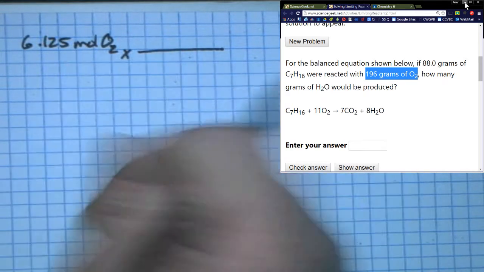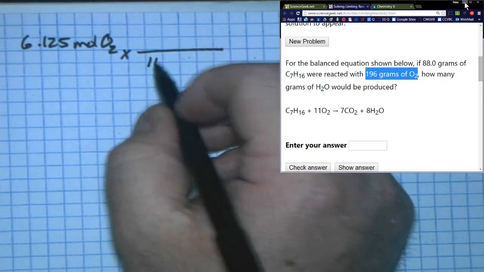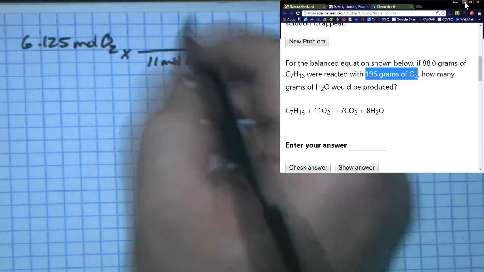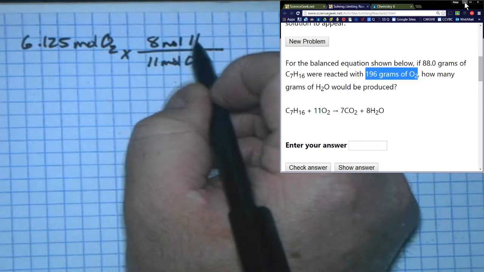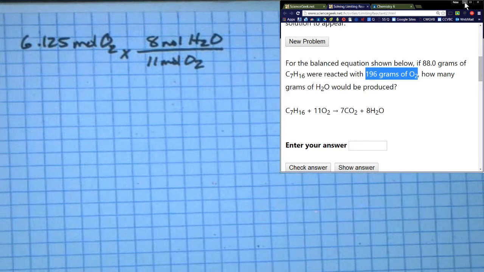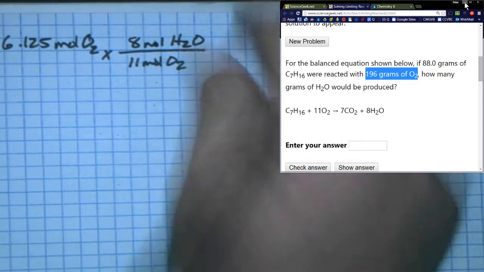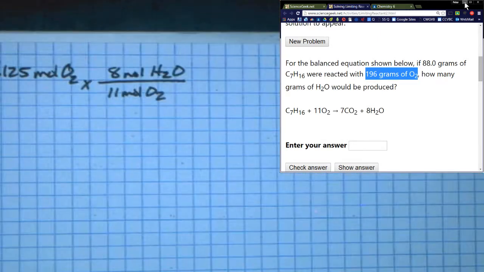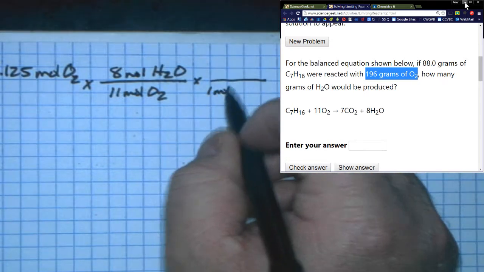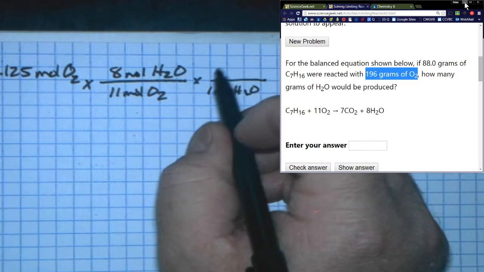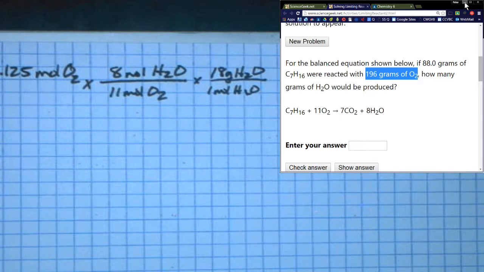So now we go and answer the question, how many grams of H2O would be produced? Well, we know that 11 moles of O2 would produce 8 moles of H2O. All right, and we're looking for grams, and so we would, I'll move this down a little bit, times, because I asked you guys to memorize this, 1 mole of H2O is how many grams? 18 grams of H2O. And then we multiply out from there.